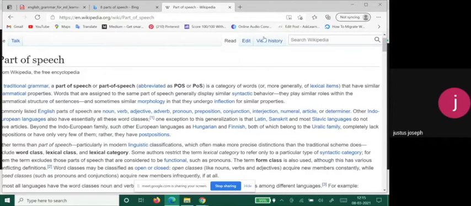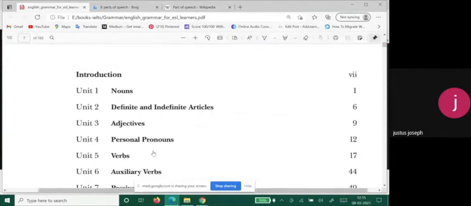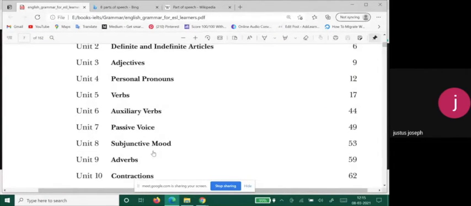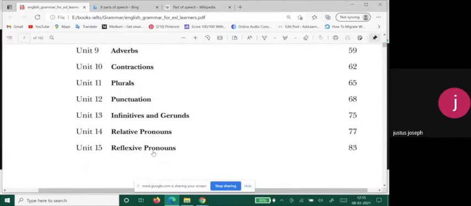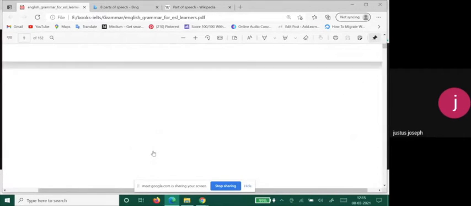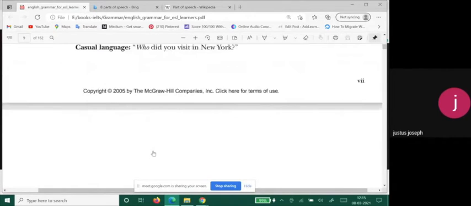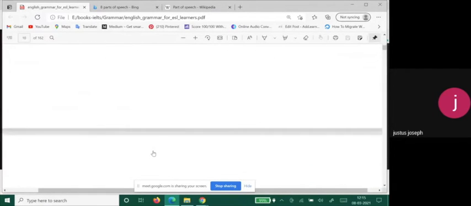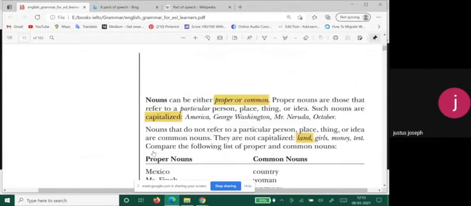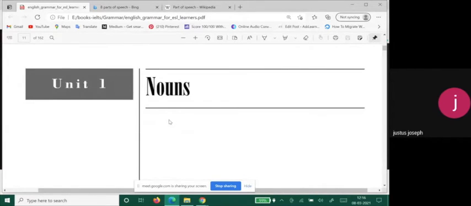Now coming back to our book. These are all the parts of speech that you see. These are all the units that we'll be covering here in this book. Okay. So starting with the first one. Now let's go through it quickly. The first one is noun. That is what we are discussing.